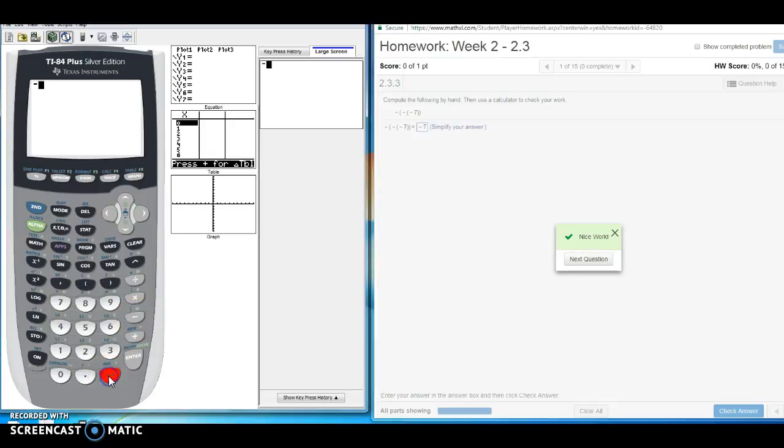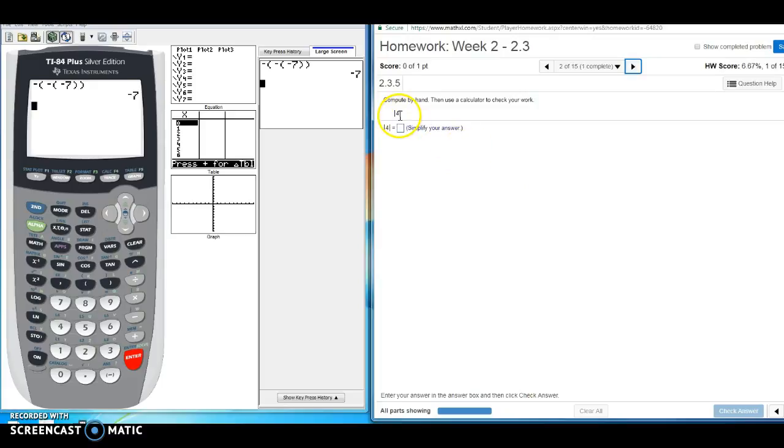So I'm going to type negative, parentheses, negative, parentheses. You'll notice I'm just copying this. Negative, parentheses, negative, parentheses. Then I have -7 and then 2 closing parentheses, and I enter, and I see that in fact my answer is -7 on the calculator.